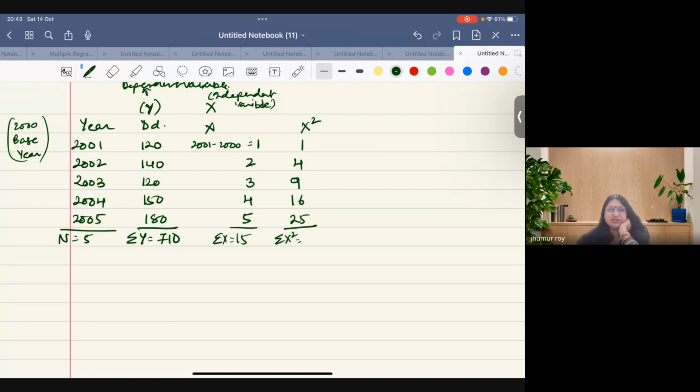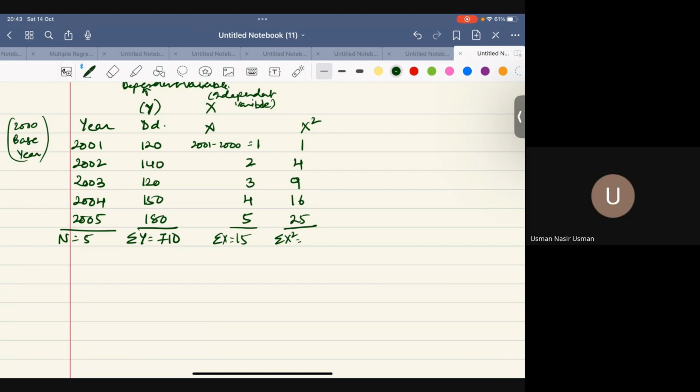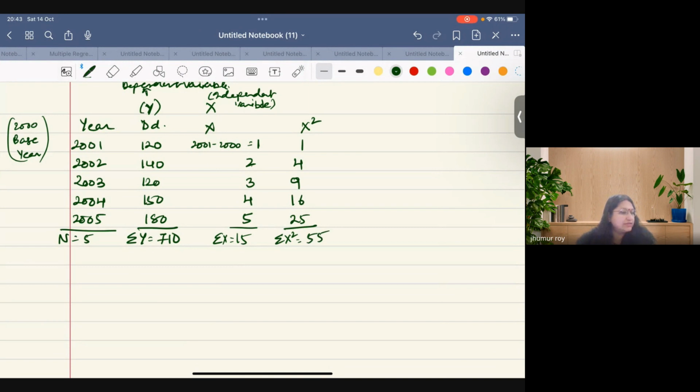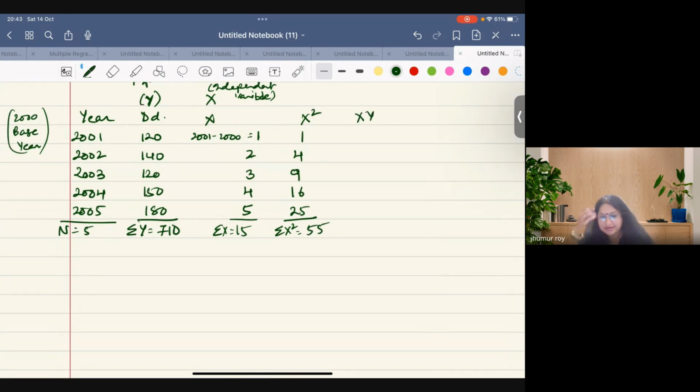Sigma x square, how much is the value? Please tell me. 55. Okay, so similarly, you will find out xy. Multiply and find out the value. 120 into 1, that is 120. The next is 140 into 4. Please calculate because I'm just calculating here. 560.